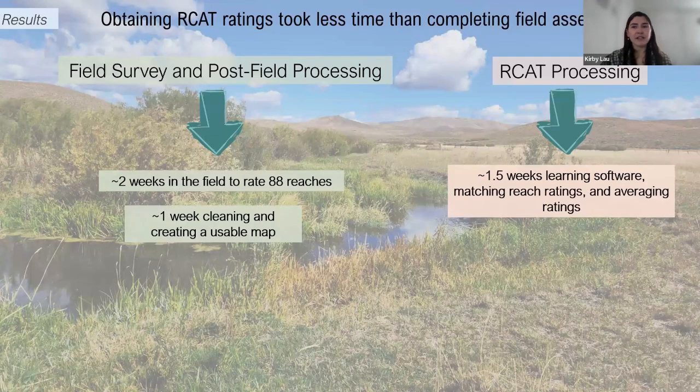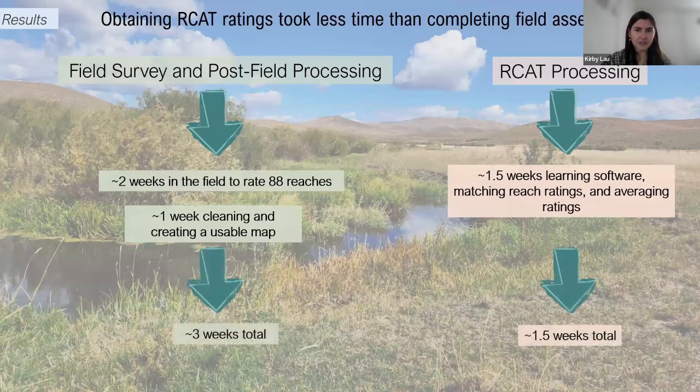And for the field-based surveys, I spent about 2 weeks in the field, followed by about 1 week cleaning data and creating a simple ArcGIS Pro map. While for the RCAT results, I spent a couple of days learning how to actually use QGIS and QRIS before pulling reach ratings from the correct project file and averaging them. And this took about 1.5 weeks compared to the 3 weeks of the field survey. So RCAT ultimately took less time and effort.